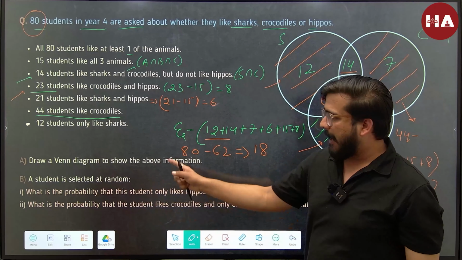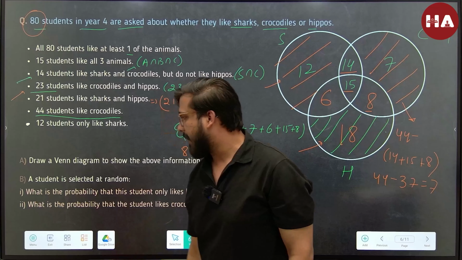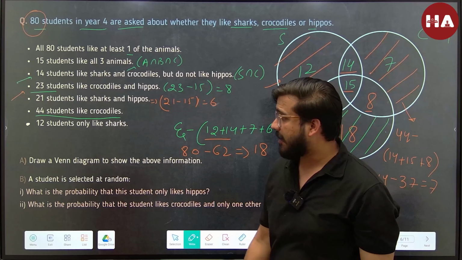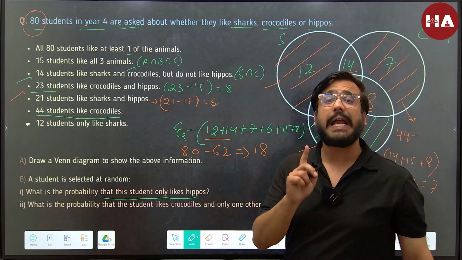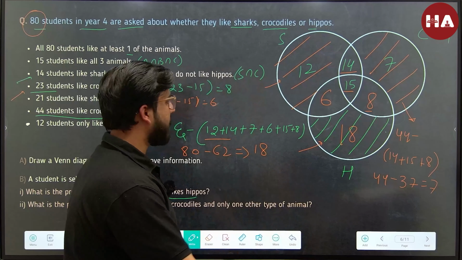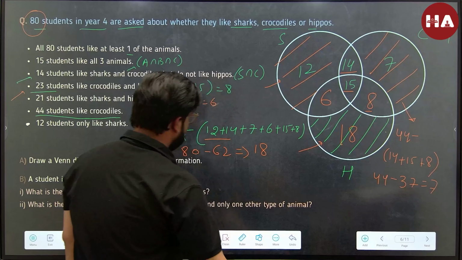Now the A part has been done. Now the B part: a student is selected at random. What is the probability that this student only likes hippos? As you can see, we have found the value to be 18.